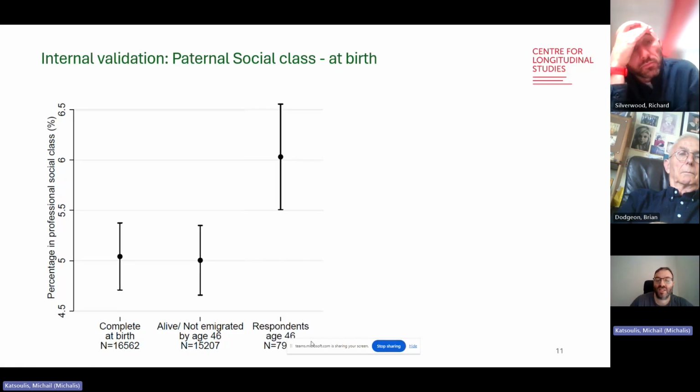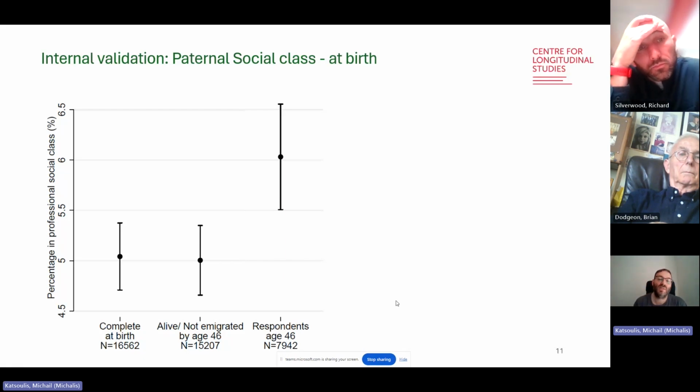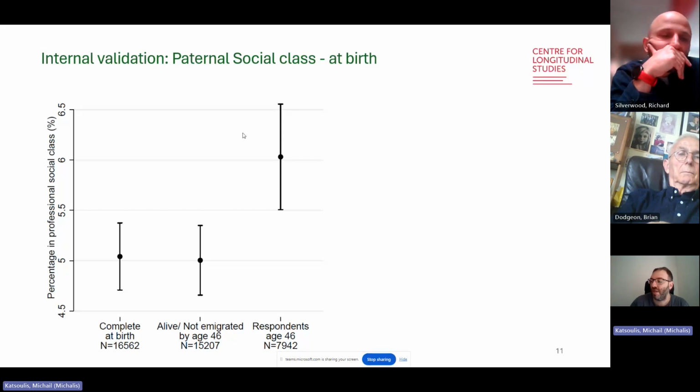However, at age 46, when we wanted to analyze this particular sweep, in which we have less than 8,000 individuals, we saw that this percentage in professional social class was more than 6%. So we wouldn't really trust this number, because our analysis would suffer from bias due to missing data.